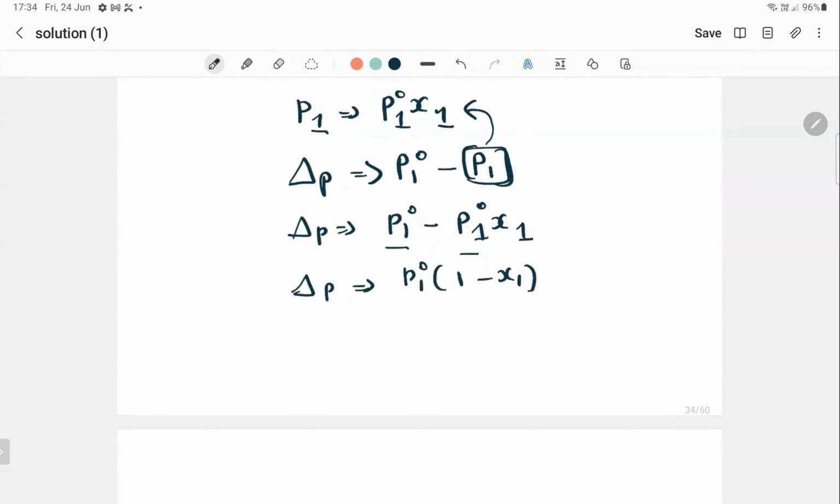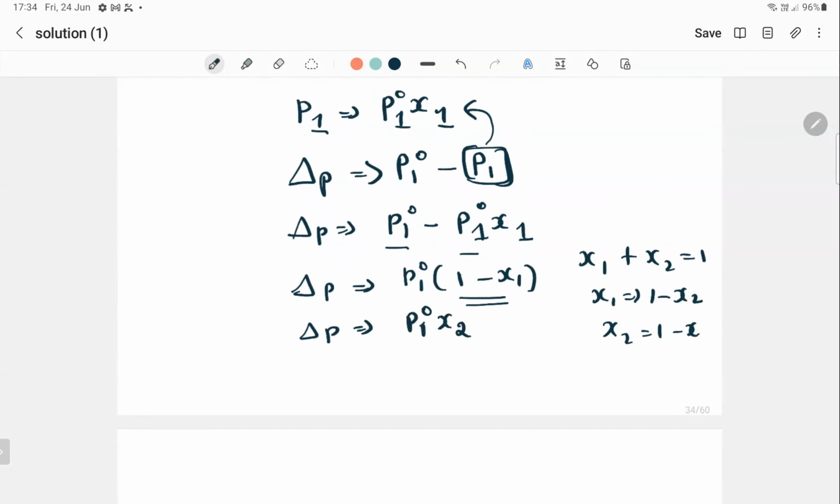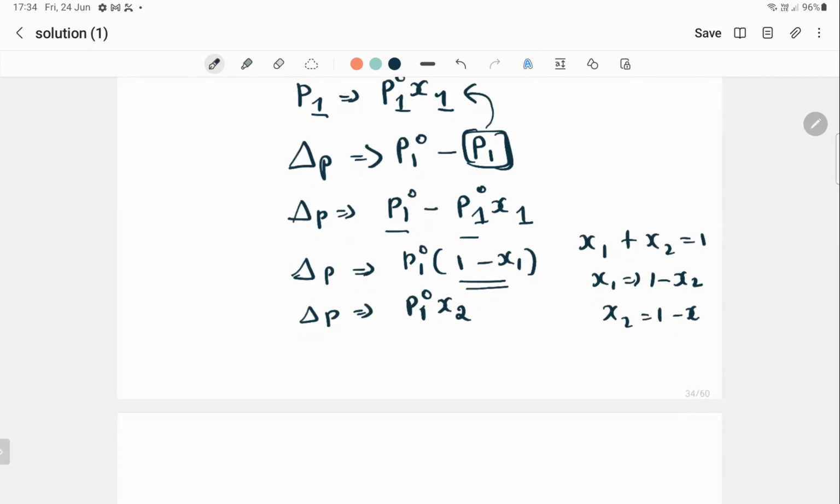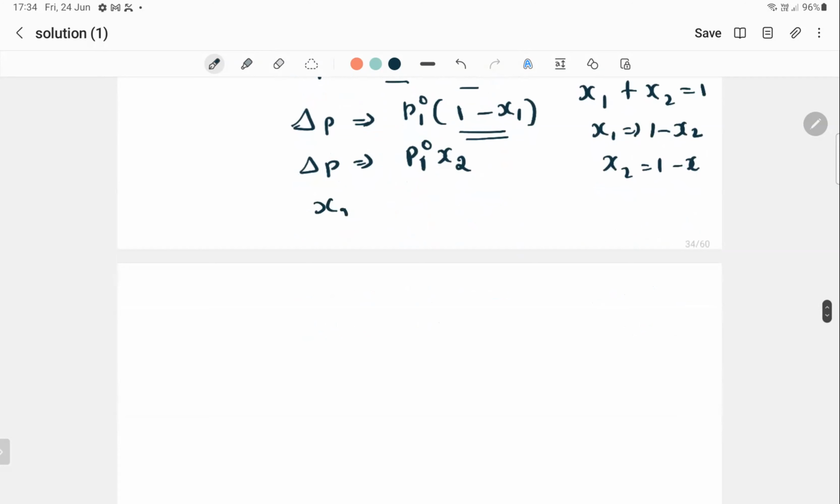1 minus X1. So now we already know the mole fraction of the solute and solvent together is always equal to 1. So X1 plus X2 is equal to 1, which means X1 is equal to 1 minus X2. Clear? So X2 is equal to 1 minus X1. So in place of this 1 minus X1, we can write X2. So now X2 is equal to delta P divided by P1 naught.